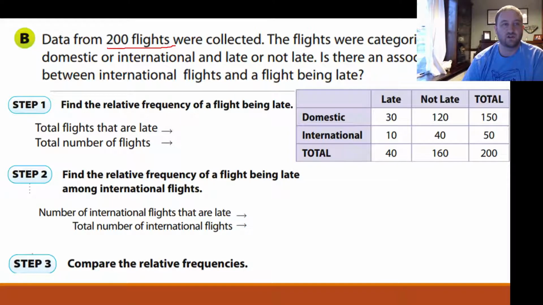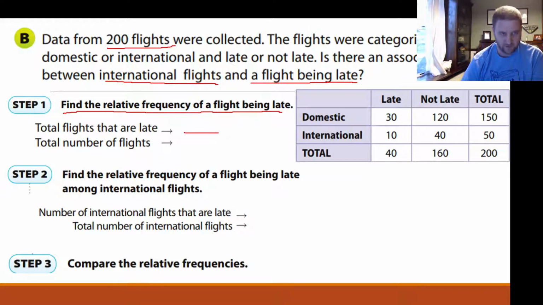Is there an association between international flights and a flight being late? Okay, so first let's find the relative frequency of a flight being late. The total number of flights that are late is going to go on top over the total number of flights.